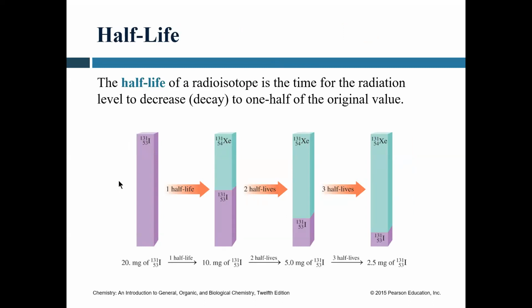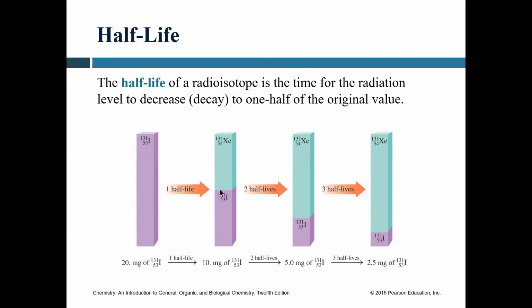So when talking about a half-life, it's dependent on the material, but it's the amount of time it takes for half of the radioactive material to decay into a more stable material. So we start off with this purple here, which is iodine-131. It's the radioactive isotope. Sometimes this is called the parent isotope because it's what you're starting with. And then the green we're going to call the daughter isotope.